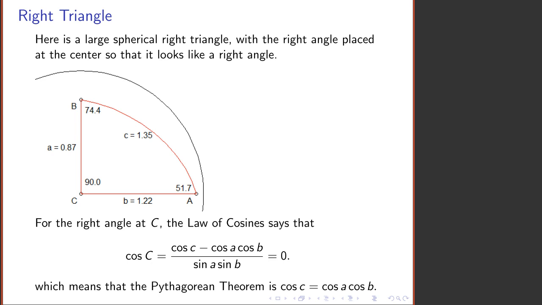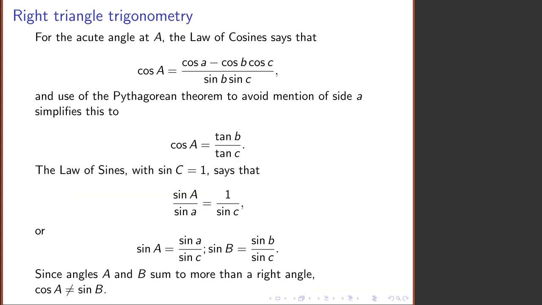That looks quite different from Euclid, but we know that if the triangle is small, this has to reduce to the Pythagorean theorem as you've seen it in Euclid.